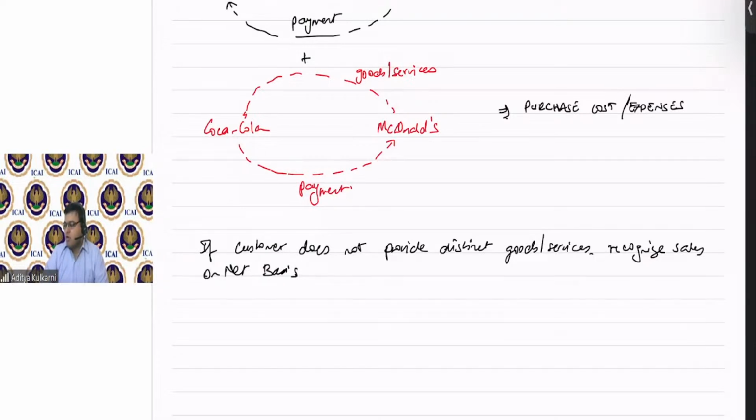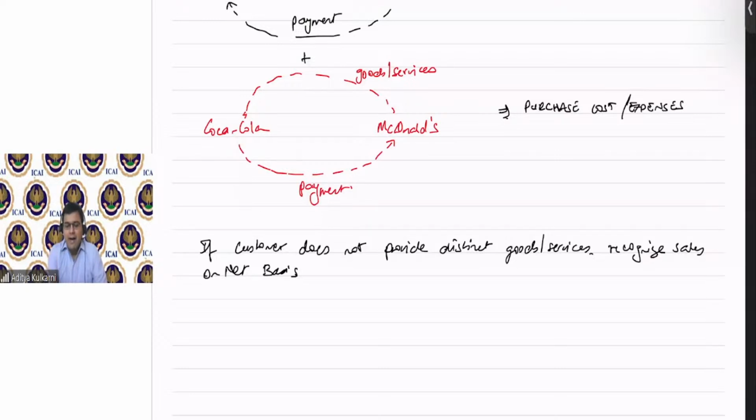So if you do not give a degree of exclusivity to your seller, you are not giving distinct goods or services. But you bill the Coca-Cola company, you bill the Ferrero Rocher, you bill the Cadbury company, you bill Nestle's. But the substrata is, are you giving distinct goods or services? Answer is no. You are just stocking them in the grocery.